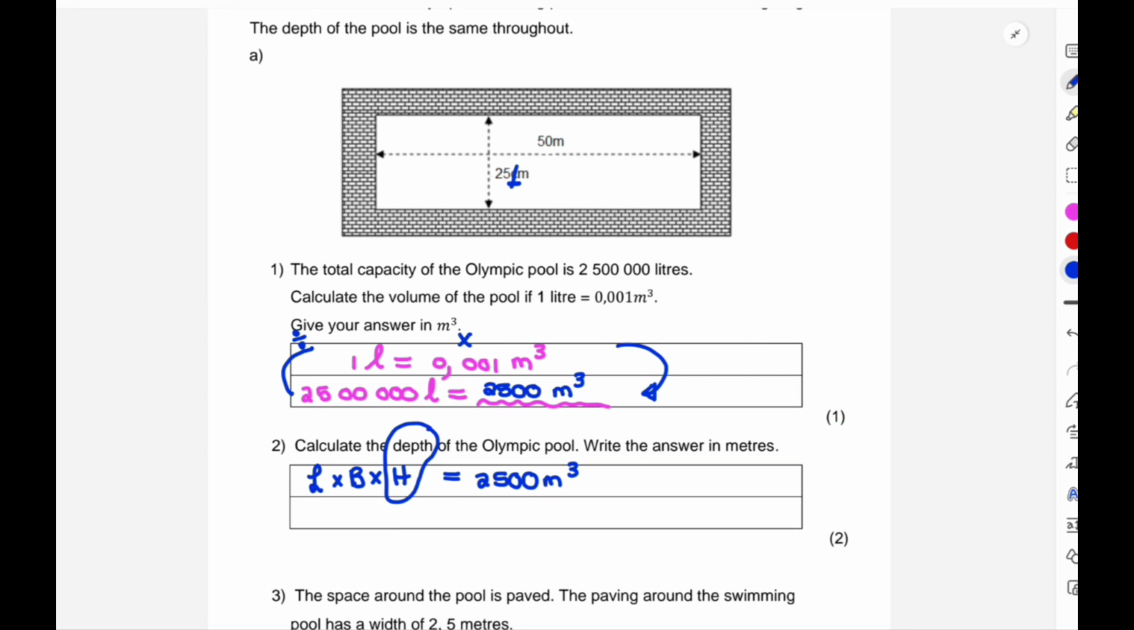Okay, so it's 25 meters by 50 meters. So 25 meters times 50 meters times what will give you 2,500 meters cubed. So then you take that 2,500, you divide it by 25, you divide it by 50. So the height gives you 2 meters, which is a nice answer, and it makes sense. If you got a ridiculous answer like 20 meters, just think of it in real life. Would there be a pool that is 20 meters deep, same as 0.2 meters? Then you won't even be able to dive in, but 2 meters makes sense.